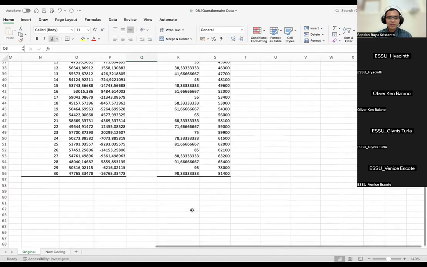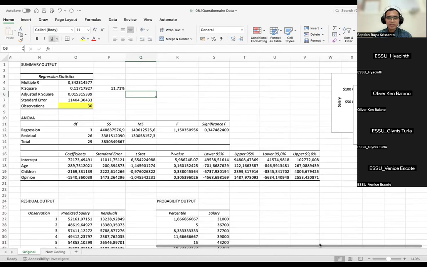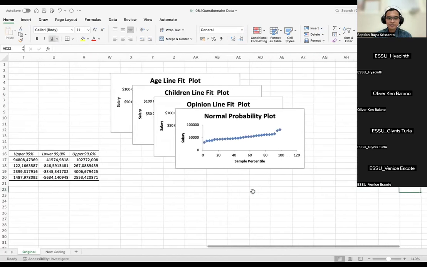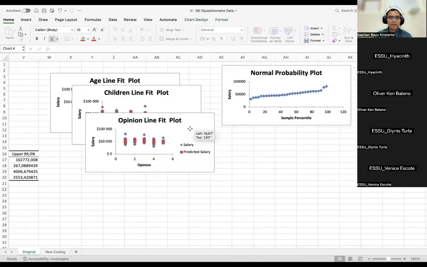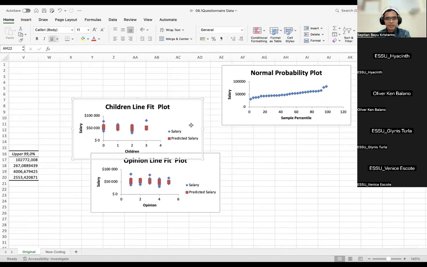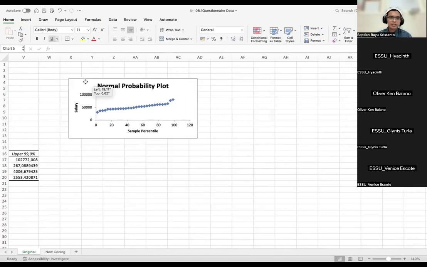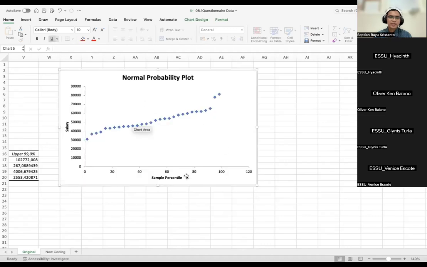Okay, how about the scatter plots? The scatter plot consists of this. Yeah, this is the normal probability plot. This is the line plot. We don't do this one, we can delete it, but this one is the normal probability plot. This is the plot between the salary and the percentiles of your data.